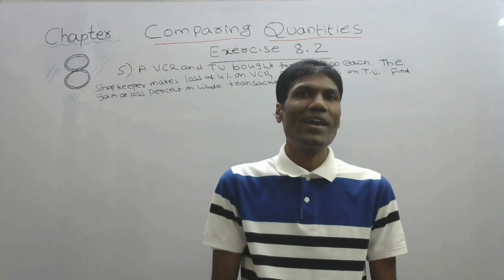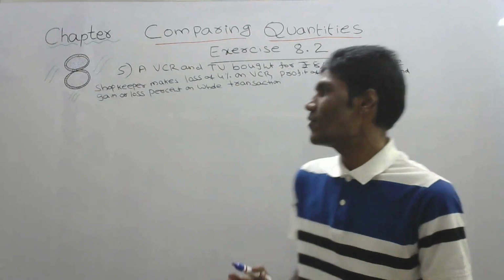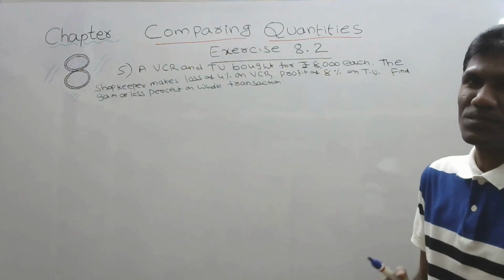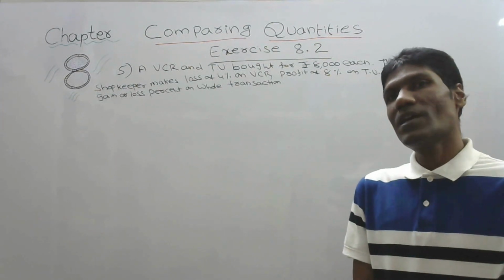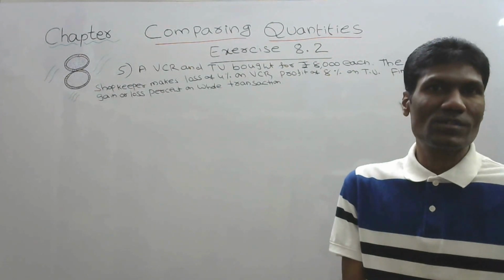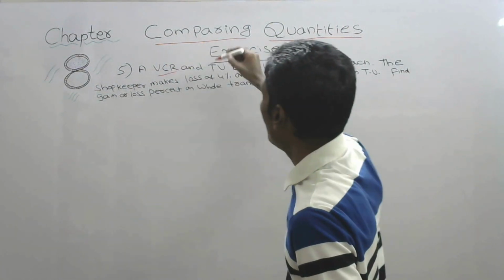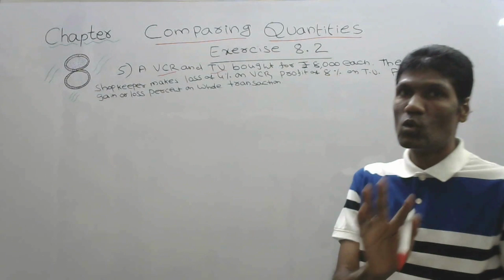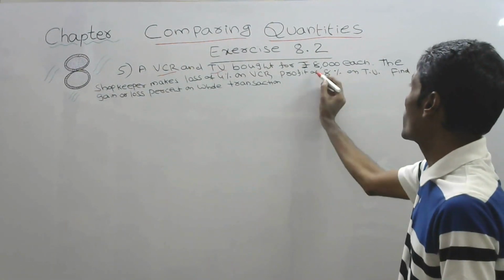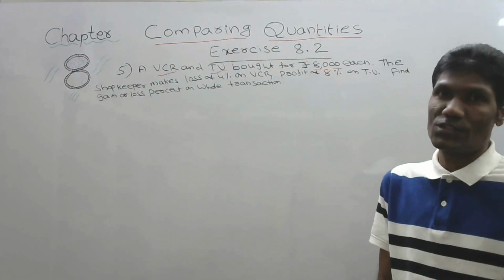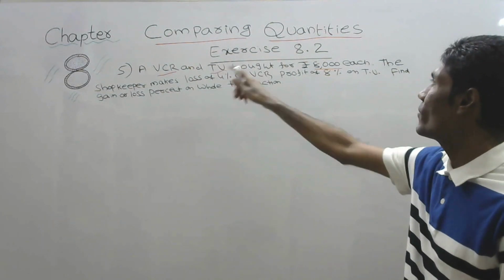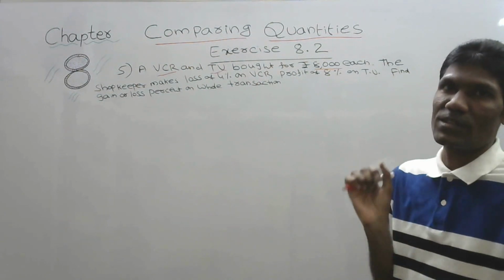Next is the eighth question. First, we will understand the question. The shopkeeper bought two items. One is a VCR and the other is a TV. He bought the two items for 8,000 each, TV and VCR for 8,000 each.